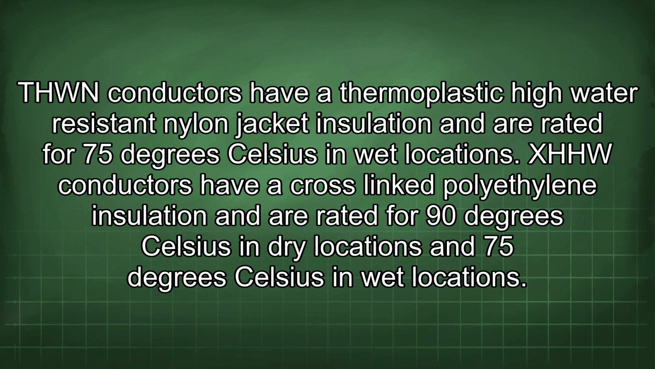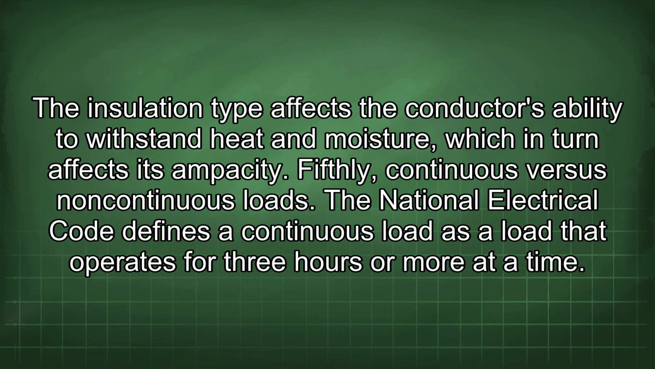THWN conductors have a thermoplastic high water-resistant nylon jacket insulation and are rated for 75 degrees Celsius in wet locations. XHHW conductors have a cross-linked polyethylene insulation and are rated for 90 degrees Celsius in dry locations and 75 degrees Celsius in wet locations. The insulation type affects the conductor's ability to withstand heat and moisture, which in turn affects its ampacity. Fifthly, continuous versus non-continuous loads.